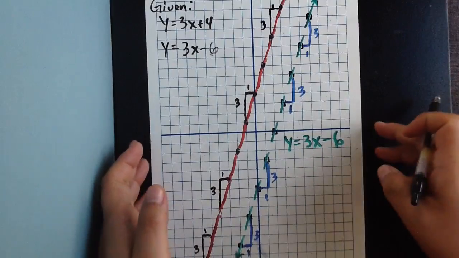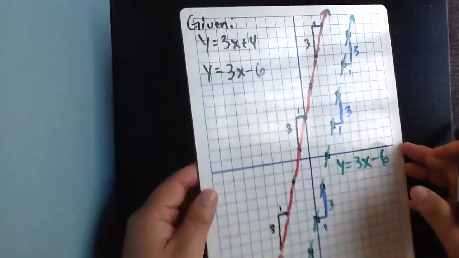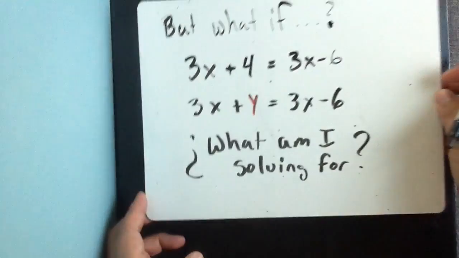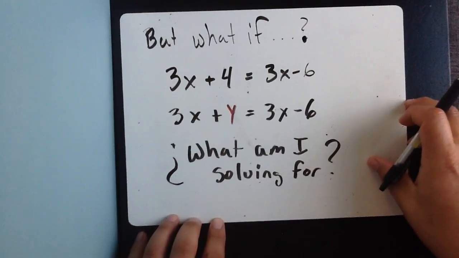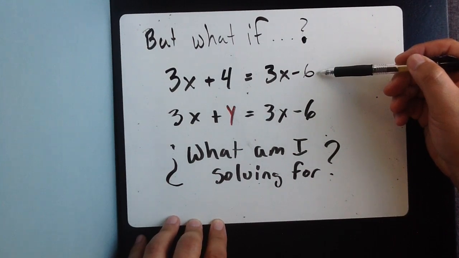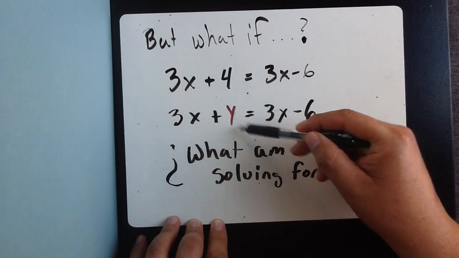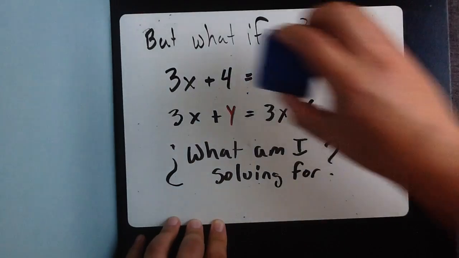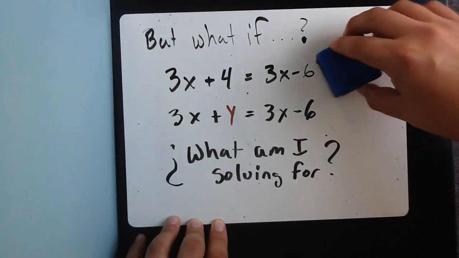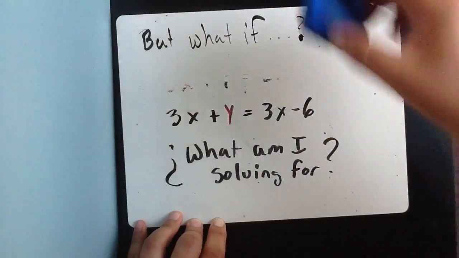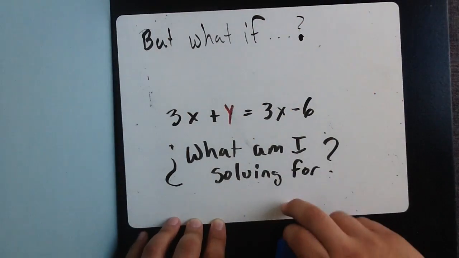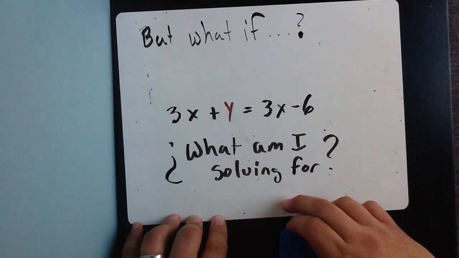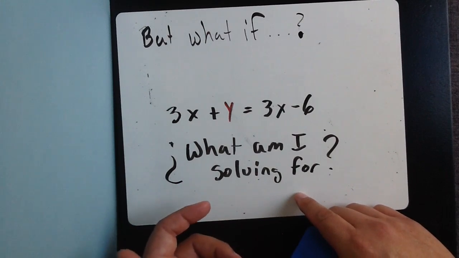Okay? Now, let's take the next step, which is this. But what if I'm using the algebraic method, but what if I have the equation given to me in this form where 3x plus 4 equals 3x minus 6 and something happens. I change the 4 into a y. Does that change how I solve this problem? I mean, specifically, what do I solve for?